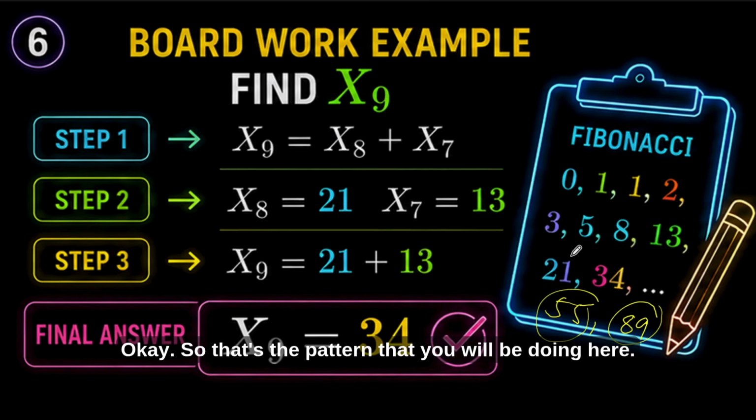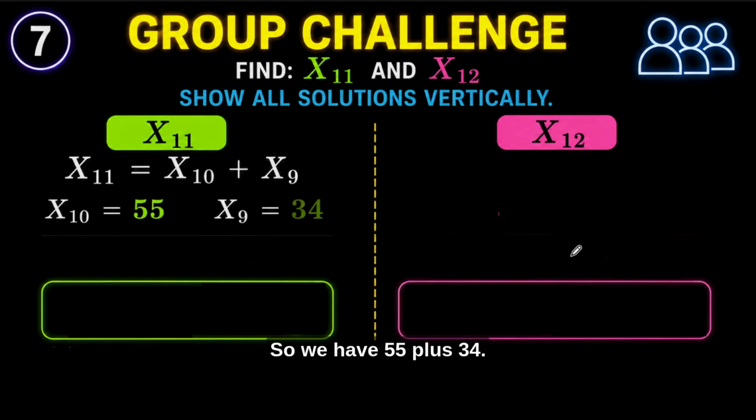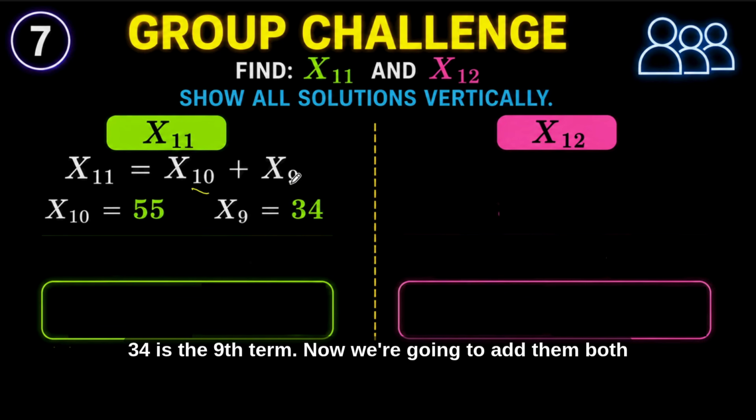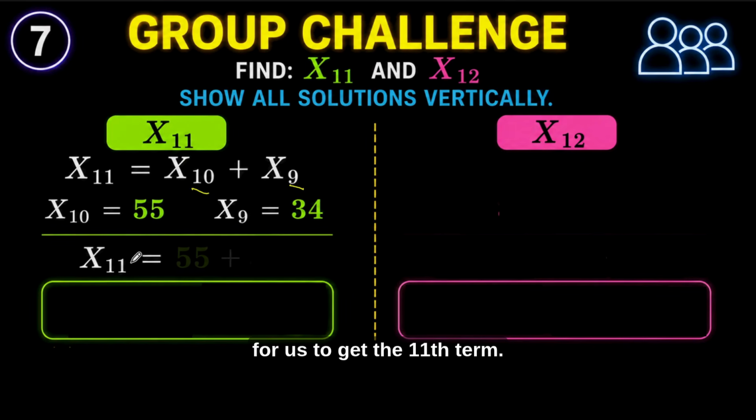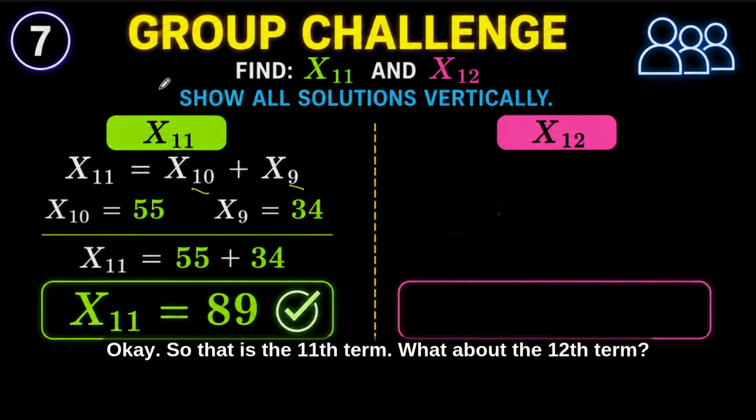Okay, so that's the pattern that you will be doing here. So we have 55 plus 34. Again, 55 is the 10th term, 34 is the 9th term. Now we're going to add them both to get the 11th term. 55 plus 34 is going to be 89. Okay, so that is the 11th term.